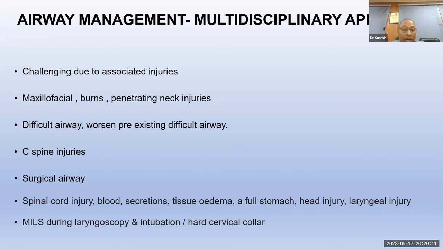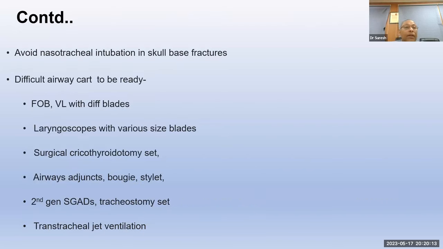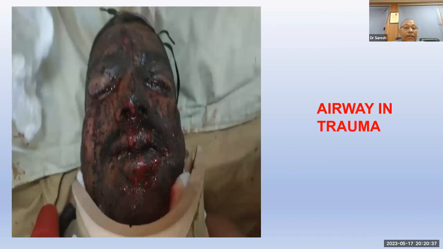Intubation and hard cervical collar if required. Avoid nasotracheal intubation because of skull-base fractures. Difficult airway cart always to be ready. FOB, video laryngoscope with different blades. Laryngoscope with various size blades. Surgical cricothyrotomy sets. Adjunct airways and second generation supraglottic airway devices, and if not, tracheostomy set, and always a transtracheal jet ventilation. This is an injury which has happened in the last week in a forward location.